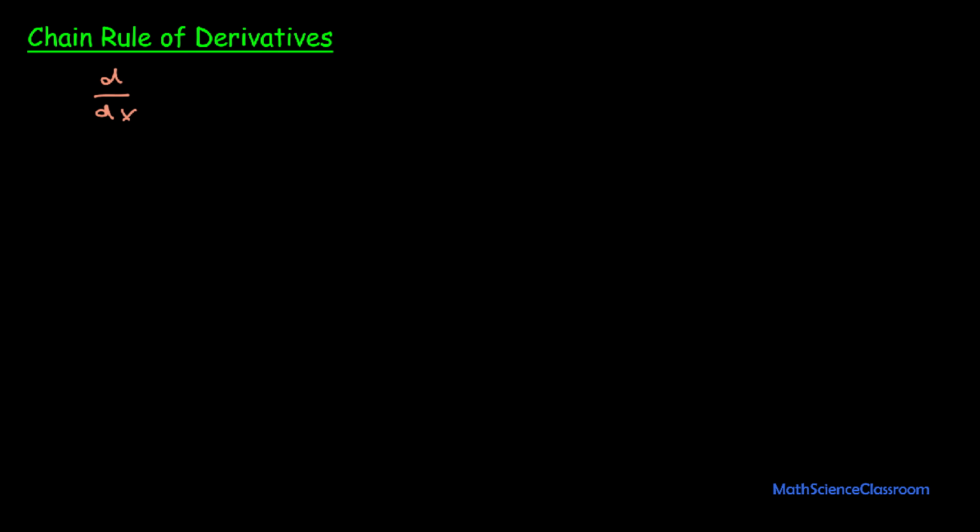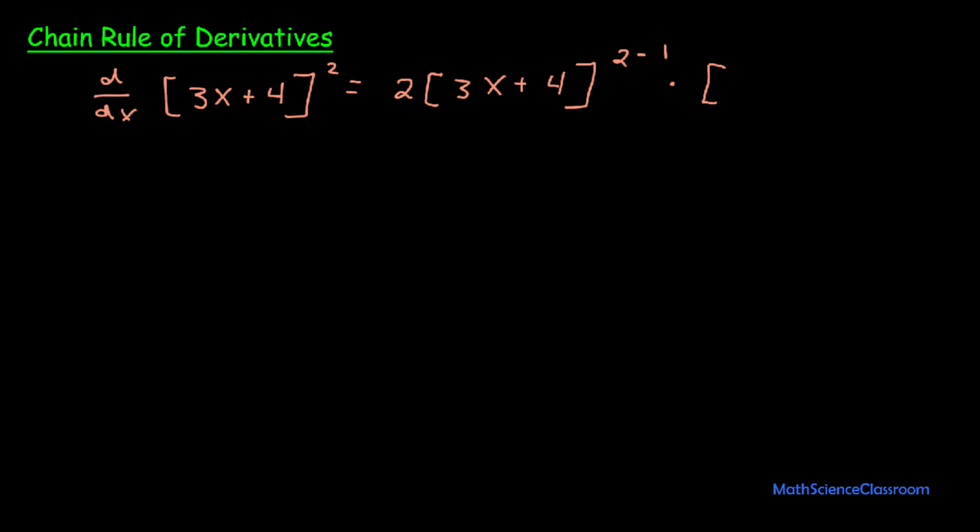d/dx of (3x plus 4) squared equals, and now we're applying the power rule to 3x plus 4, 2 minus 1, and the chain rule, finding the derivative of the inner function times 3, equals 6 times (3x plus 4). And that is the solution.